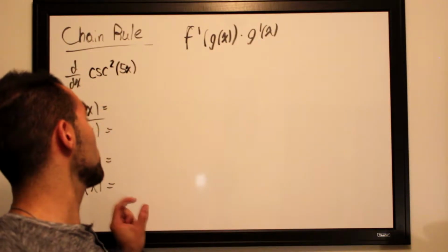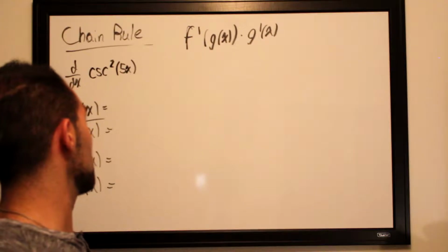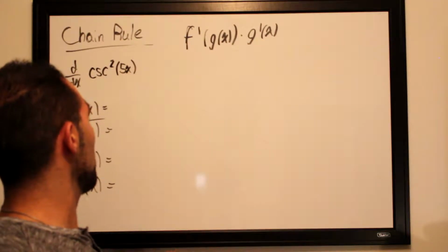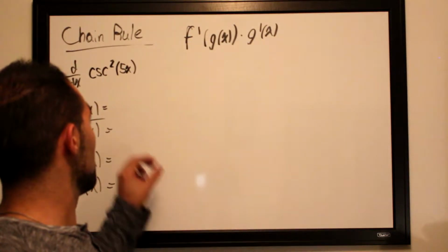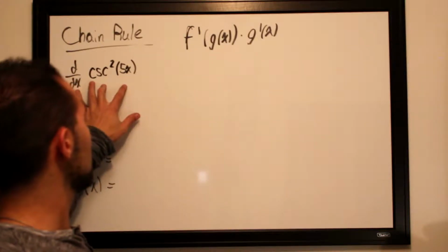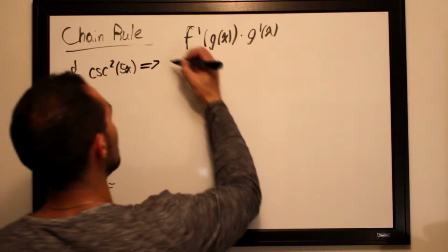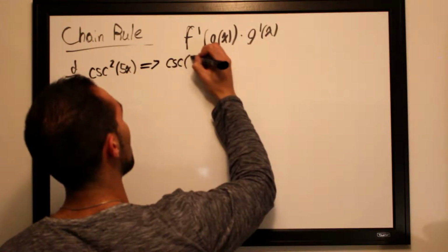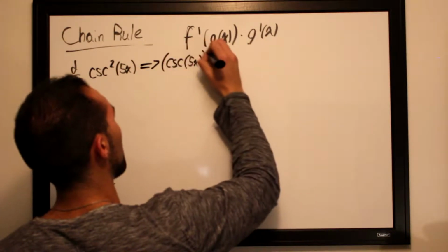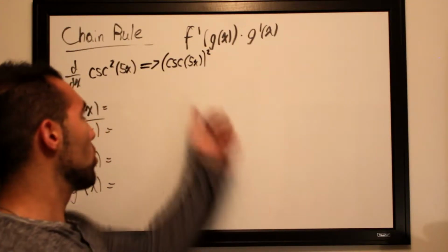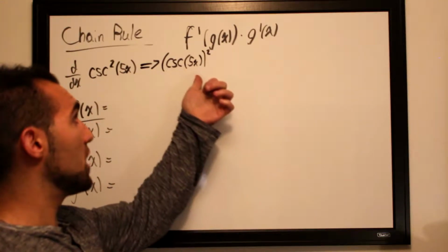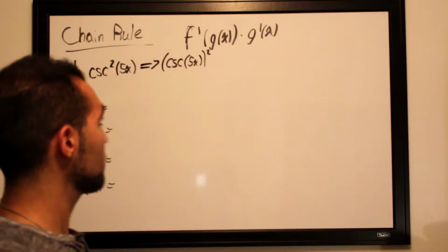However, I'm not going to do it for this one because it can get a little tricky because of this 5x. So essentially what we can view this as is cosecant of 5x. This entire expression will be squared. So this will be cosecant of 5x, all of that squared. So we want to take the derivative of cosecant of 5x first.